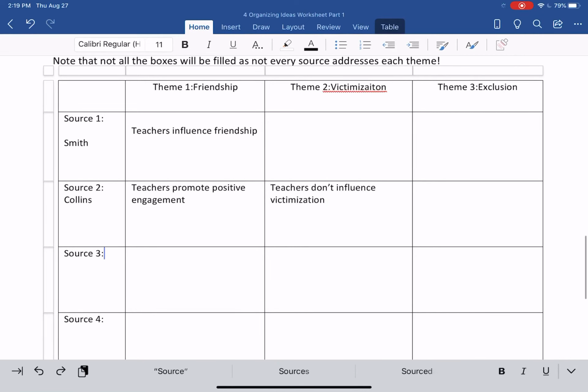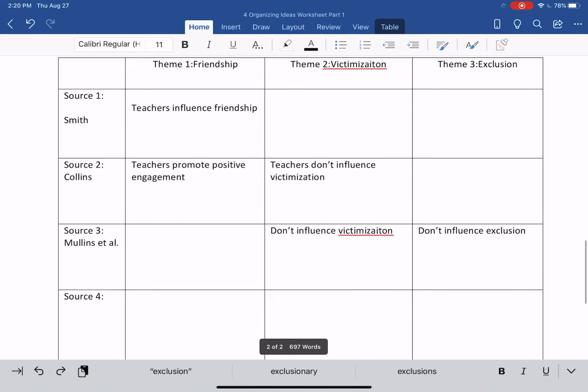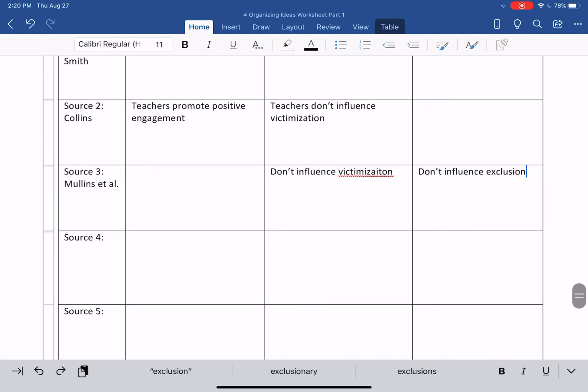Maybe source 3, Muns et al. talked about only the negative things and found that teachers actually don't influence victimization or exclusion. Now, obviously, these aren't real articles, and I'm just making this up, but what I want you to see is that each article may address more than one theme or topic you're covering, but most articles won't address all of them. And so your goal here is to really use this, and you should be adding more.